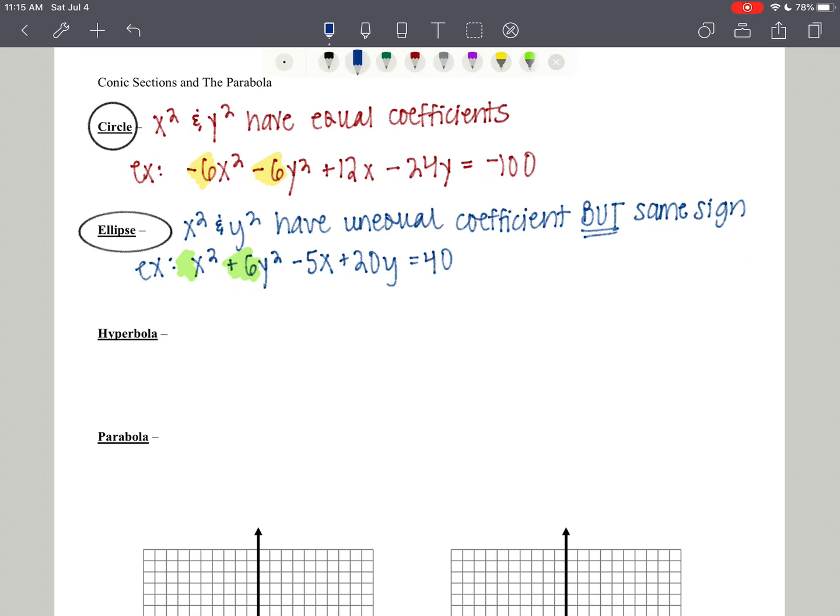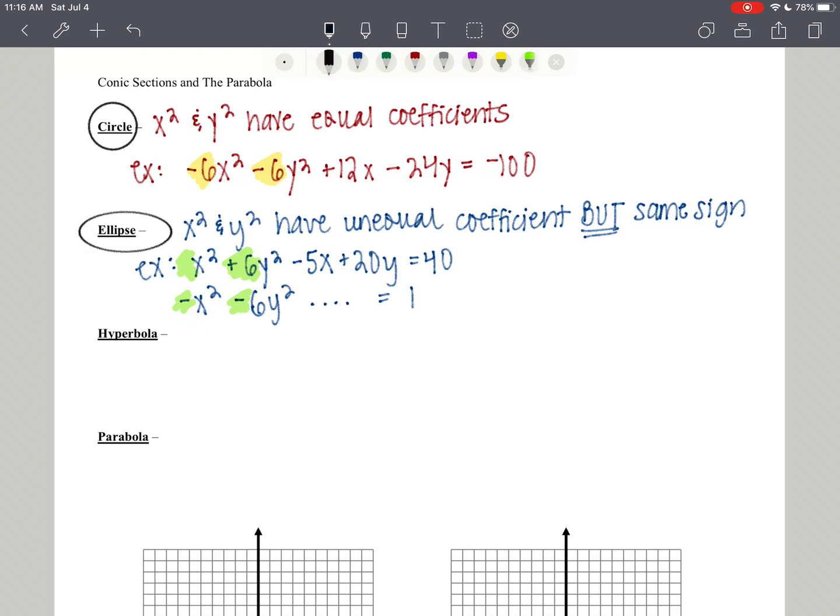Now if they're both negative, another one would be negative x squared minus 6y squared, and then the rest doesn't really matter, equals 1. It doesn't really matter what the rest is as long as your quadratic terms have unequal coefficients and the same sign.